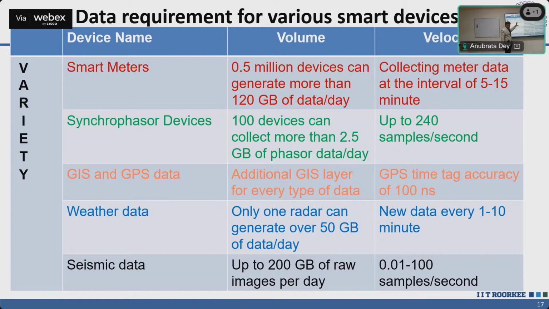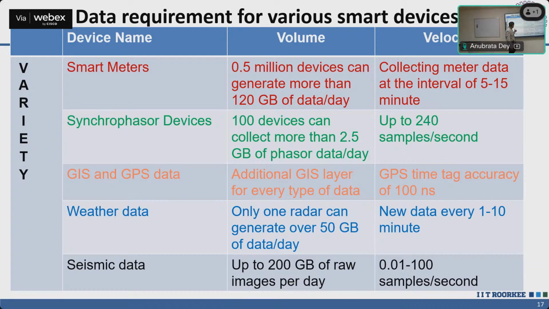If I have synchrophasor devices, PMUs, then 100 PMUs can collect 2.5 GB of phasor data per day, if you have, let's say, 240 samples per second. If you have 120 or some other rate, then this value may be different. Same way, GIS or GPS data requires some additional layers to collect, because the format is entirely different. And let's say the accuracy of GIS and GPS data is in terms of nanoseconds.